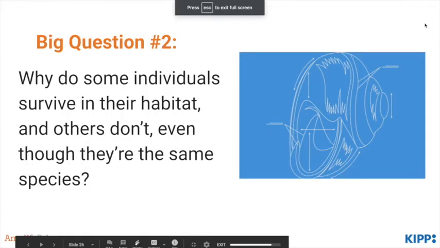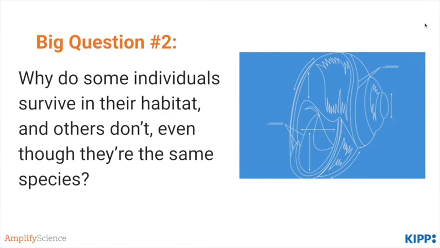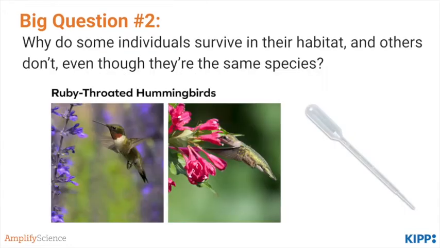Now we're ready for big question number two. Why do some individuals survive in their habitat and others don't, even though they're the same species? So now we're starting to get into variation within a species and which variations of traits are helpful or adaptive and which are not helpful or not adaptive for surviving in the environment. Students use a model of ruby-throated hummingbirds.